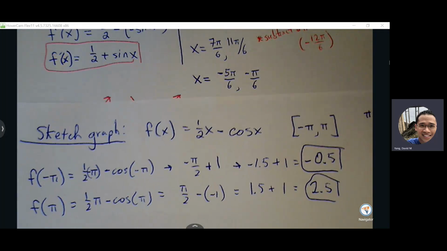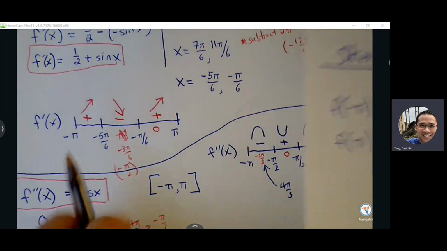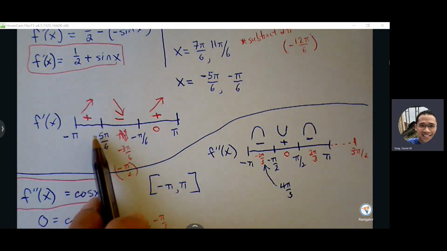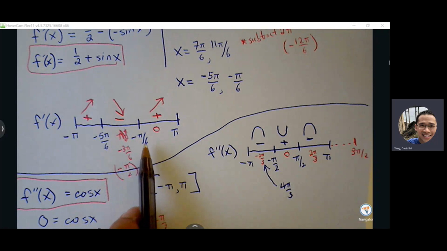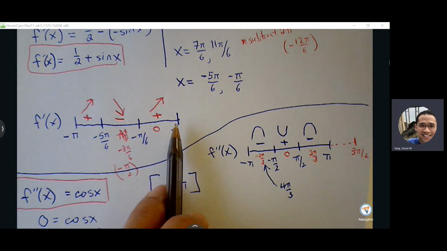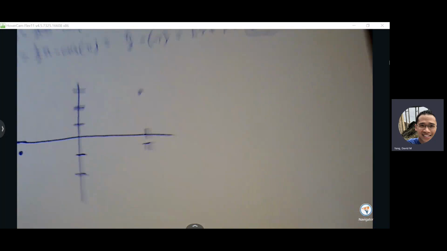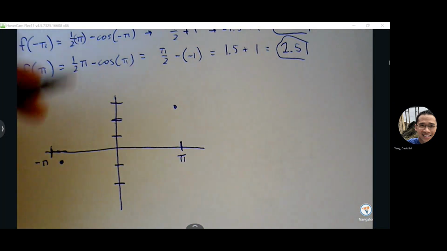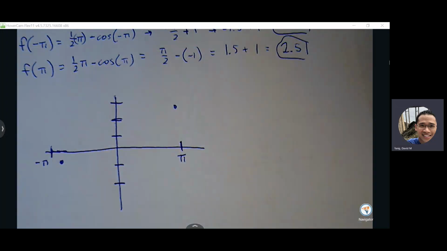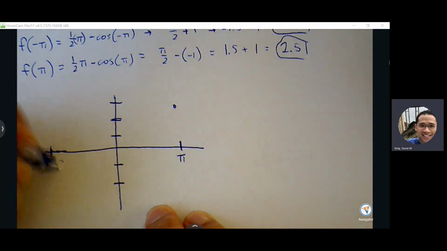Okay, so based off of our slope sign line here, we want the graph to be rising to some relative max at negative 5 pi over 6, decreasing to some relative min at negative pi over 6, and it's going to continue rising all the way up to pi. So that should be closer to the left side.